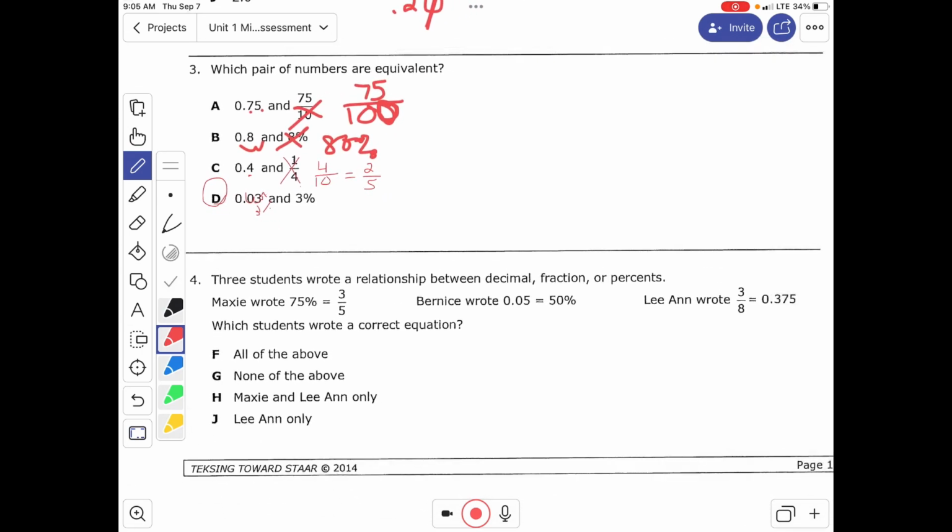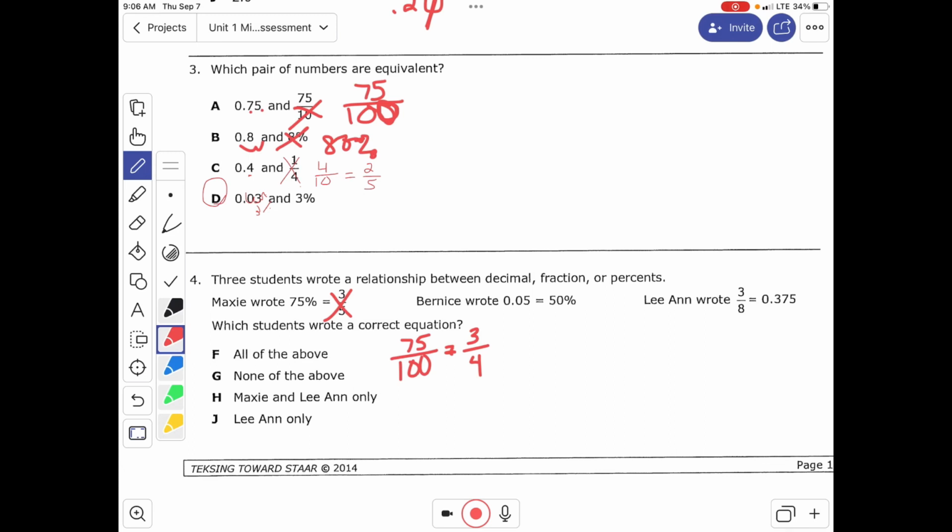Number 4, 3 students wrote a relationship between a decimal fraction or percent. Which student wrote a correct equation? Well, Maxie wrote 75% is 3/5. And that's one of those benchmark fractions she talked about. 75% would be 75 over 100. What is 75 out of 100? Isn't 75 3/4? How do we write 3/4 as a fraction? 3 out of 4, which is not what Maxie wrote. So Maxie wrong.